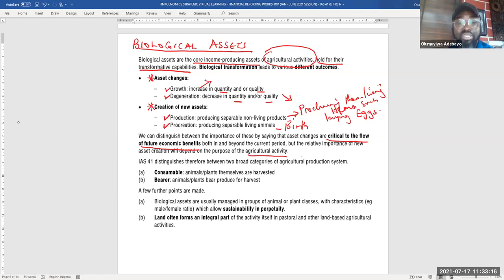Now, IAS 41 distinguishes between two broad categories of agricultural production system, which means we have two agricultural production systems. One is the one that is consumed by way of harvesting, and there's the one that is bearer, animals or plants that bear produce for harvest. Now, for example, the poultry farm I have might be for broilers. And broilers are consumable because they don't produce anything other than to make them available for harvest, which means for sale.